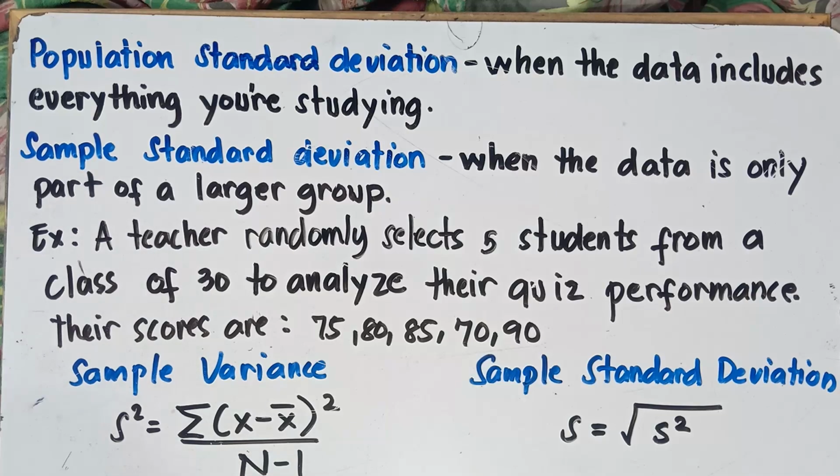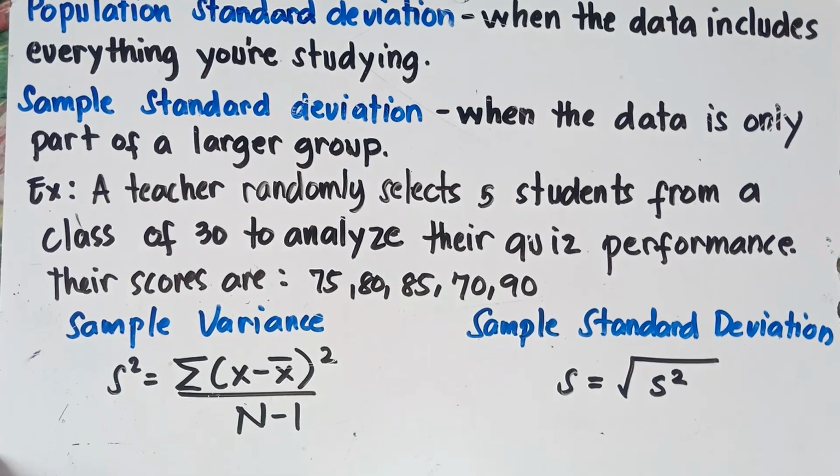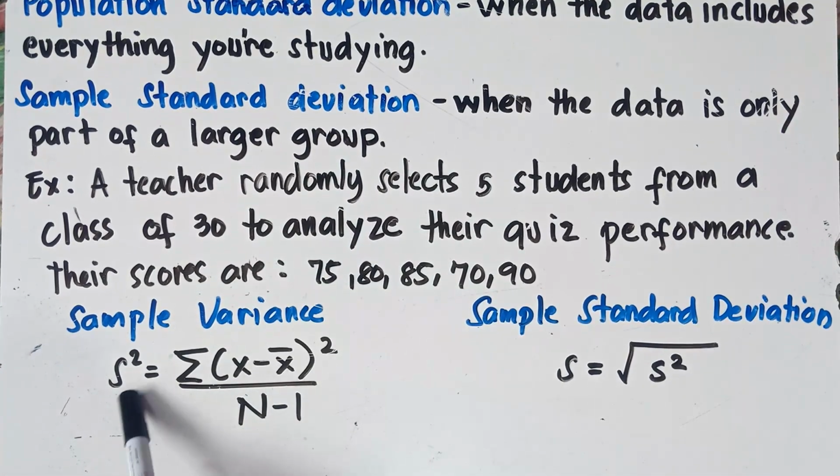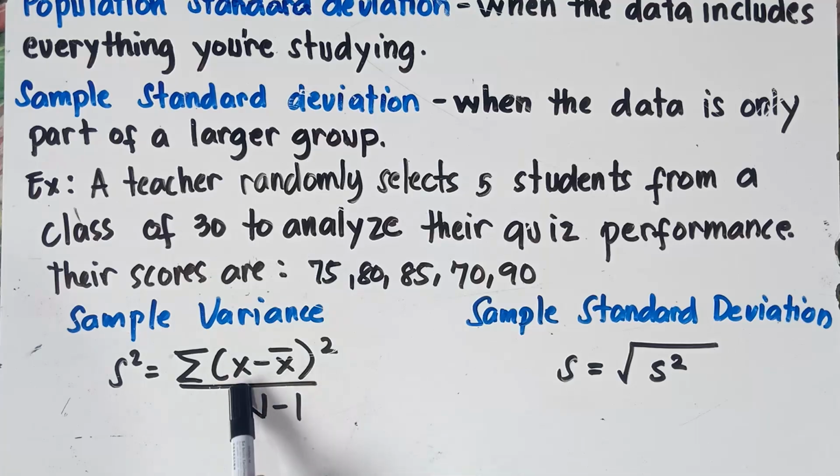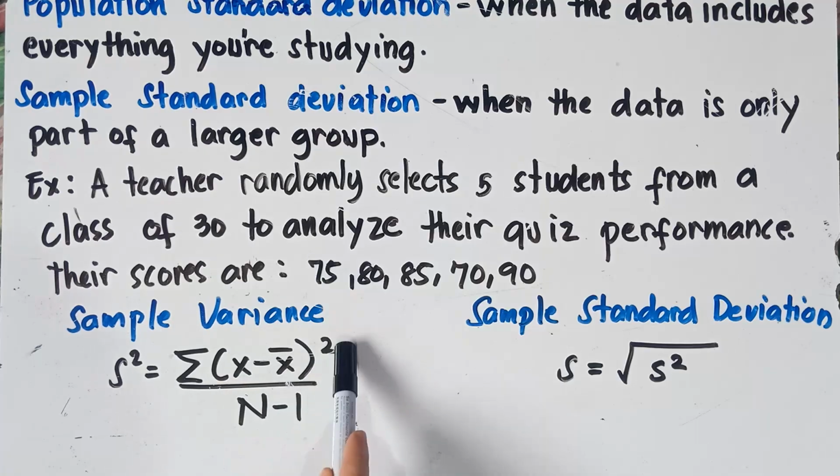And this will be the formula, class. Once again, we do have a video in finding the sample variance. The sample variance, the symbol being S squared, is equal to the summation of the quantity x minus the mean, squared, all over n minus 1.